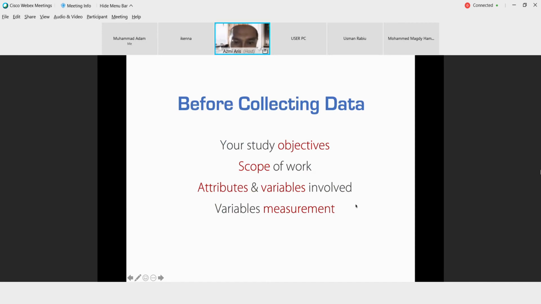So, okay, we stop at variables measurement. So you need to know all the experimental procedures involved in collecting that data, and also the method of data collection. So this needs to be finalized. It is very important for you to finalize this before you start collecting the data.